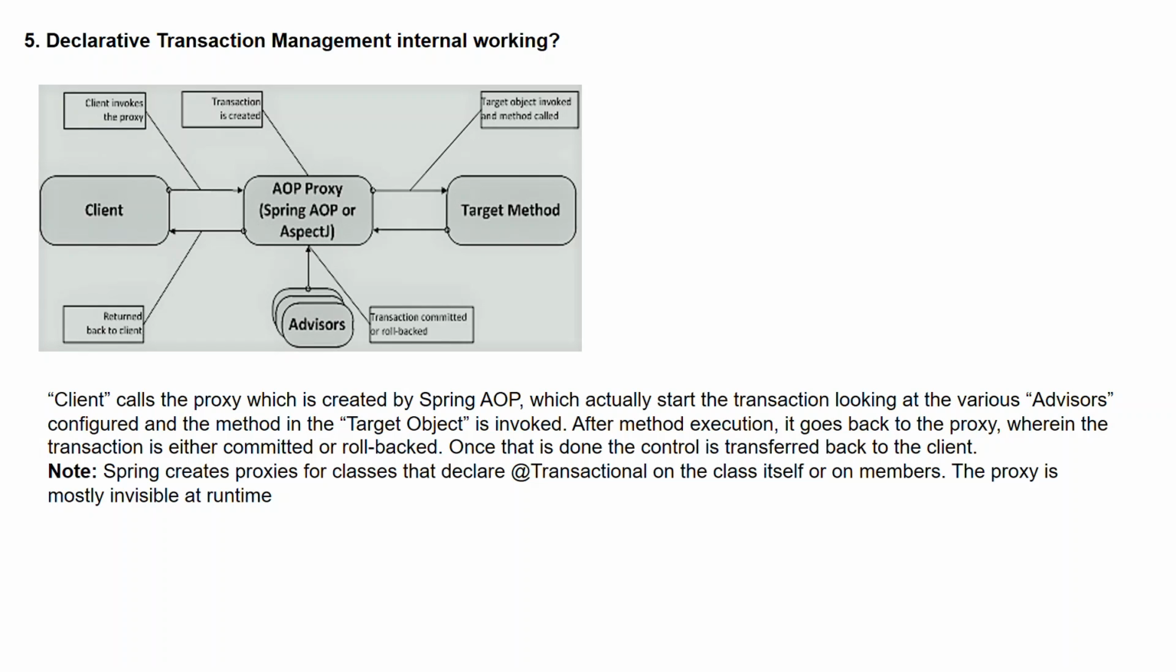The client calls the proxy which is created by Spring, which actually starts the transaction looking at the various advisors configured, and the method in the target object is invoked. After method execution, it goes back to the proxy, wherein the transaction is either committed or rolled back. Once that is done, the control is transferred back to the client. Note, Spring creates proxies for classes that declare @Transactional on the class itself or on members. The proxy is mostly invisible at runtime.